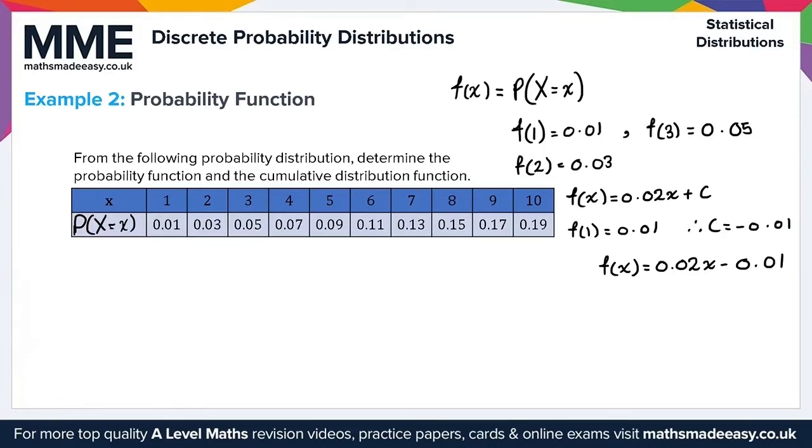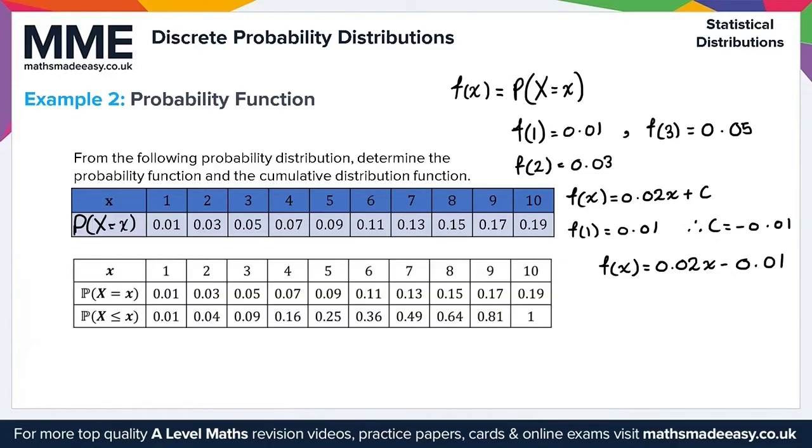Now we just need to find the cumulative distribution function. To find the cumulative distribution function, we must first add a running total row to our table. So that would look something like this. Notice this bottom row here is what we're looking for.